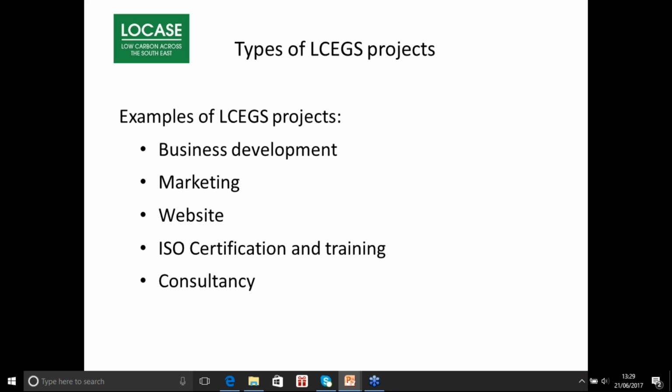And the types of LOCAGE projects we can help with are business development, marketing. We can help with website development, getting ISO certification and training, and also consultancy with business. So it's quite a broad reaching type of project. And if you are a LOCAGE business as well, as part of your application, you could also include energy efficiency elements in that as well. So it's not just about your business development. If you had a load of lights that needed changing as well, you could also include that in an application to us.